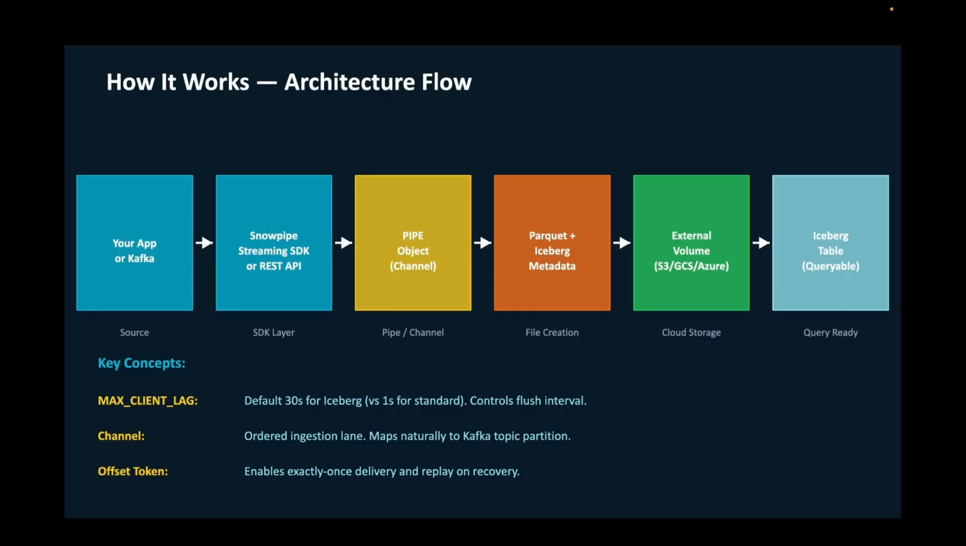Channel is an ordered ingestion lane, which maps naturally to a Kafka topic per partition. Offset token enables exactly once delivery, and you could also replay on recovery.